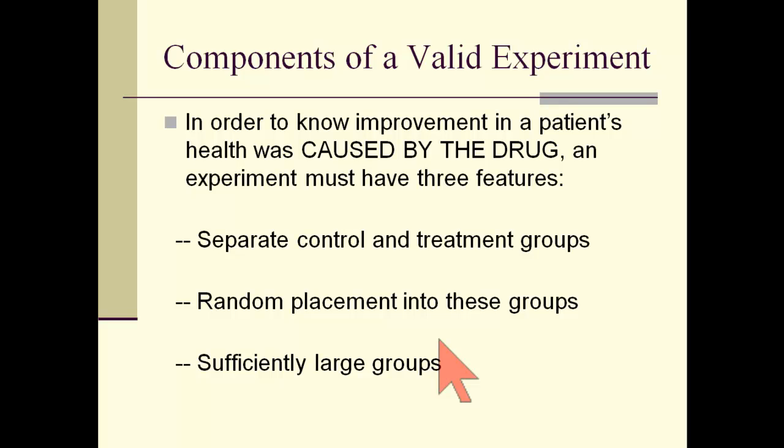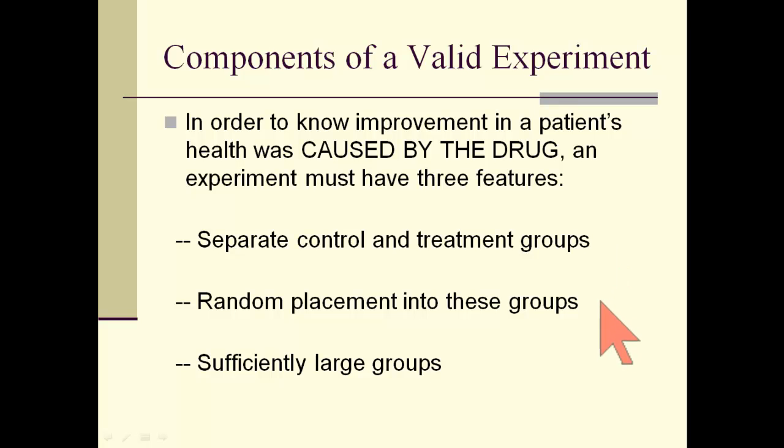So a valid experiment has to have at least these 3 components. It has to have a separate control group and a treatment group. The control group gets the placebo somehow. That may mean different things in different types of situations, but in our example it was the sugar pill. And there has to be a treatment group who actually get the experiment or get the education, the teaching given to them if it's an educational experiment, and so on.